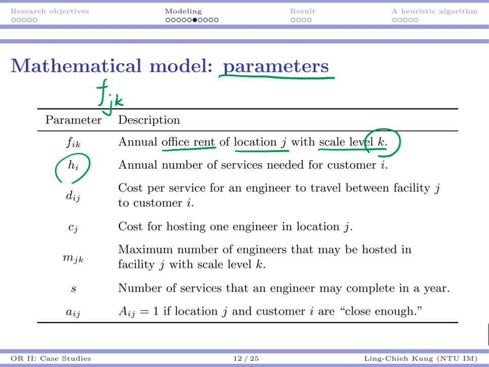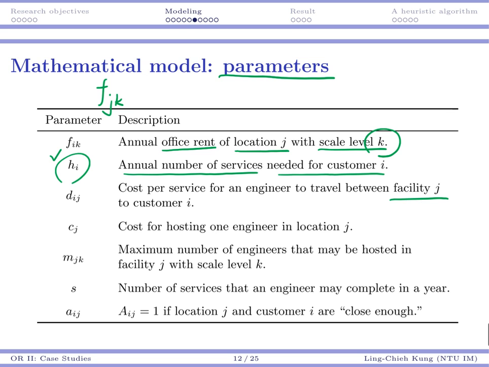You have h_i, which is the annual number of services that are needed for customer i. For different kinds of customers, this number may be different. For post offices, maybe you need to go there very frequently. But maybe for 7-Eleven, you don't need to go there very frequently. And for a Taipei post office, maybe it's very busy, so you need to go there a lot of times. But for one in Taidong, you don't need to visit there many times. So that number may be different from customer to customer.